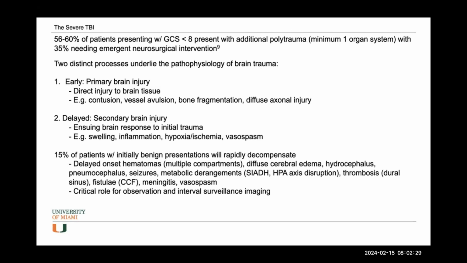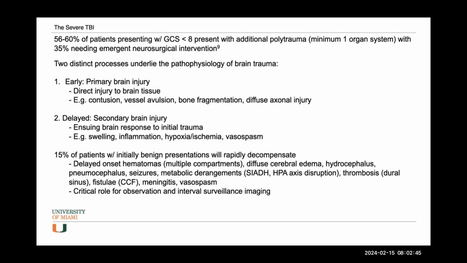And there are usually 5 broadly categorized forces that contribute to a TBI. It's your head striking a dynamic object, a head striking a stationary object, acceleration-deceleration injuries, foreign penetrating bodies, and then ballistic forces, so things like explosions. And when we look at severe TBIs as a subset of this overall pathology, 56 to 60% of patients who present with a GCS of less than 8 also have additional systemic polytrauma.